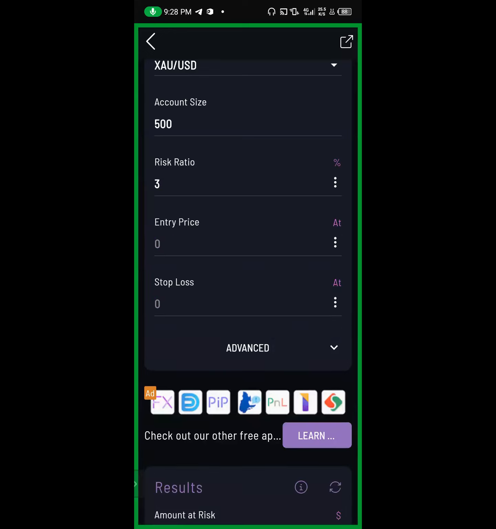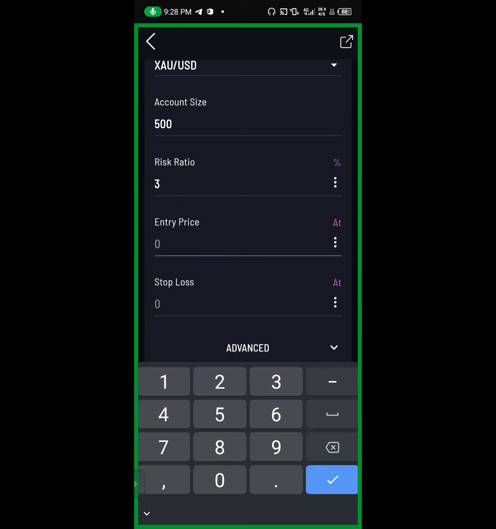So you put the entry price. For example, the last signal I sent to you guys, I said sell gold at 1928. I can't remember the stop loss, I think 1932. You see it now. So you just input it like this.